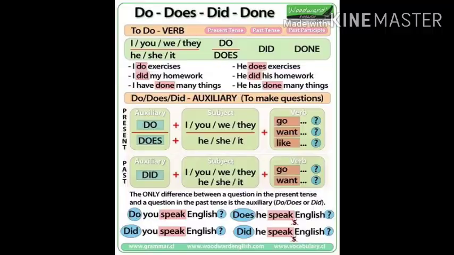I want you to make a complete sentence using did. Let's talk about homework. I did my homework. Good. Did you do your homework? Good.